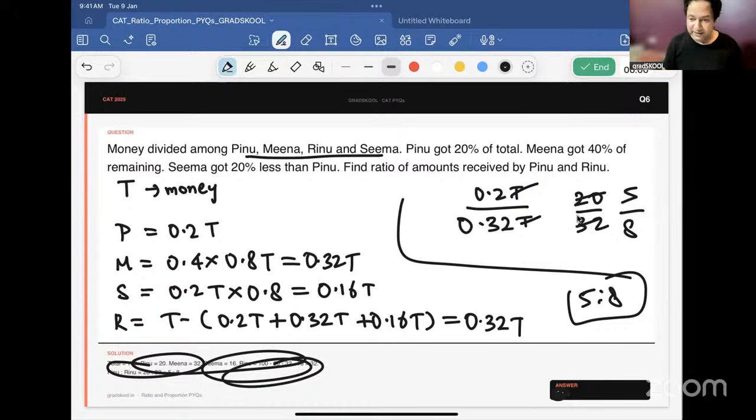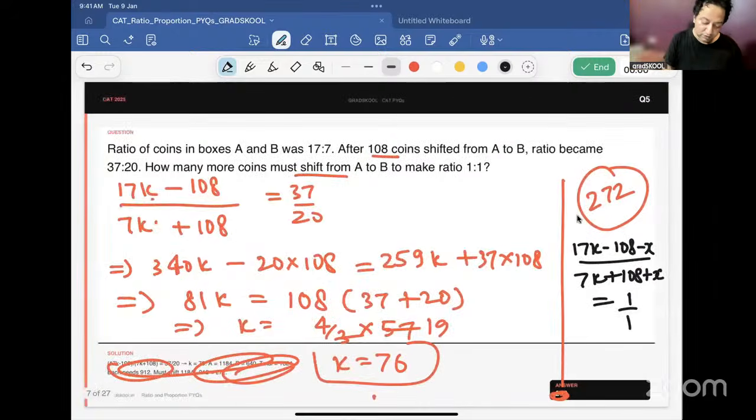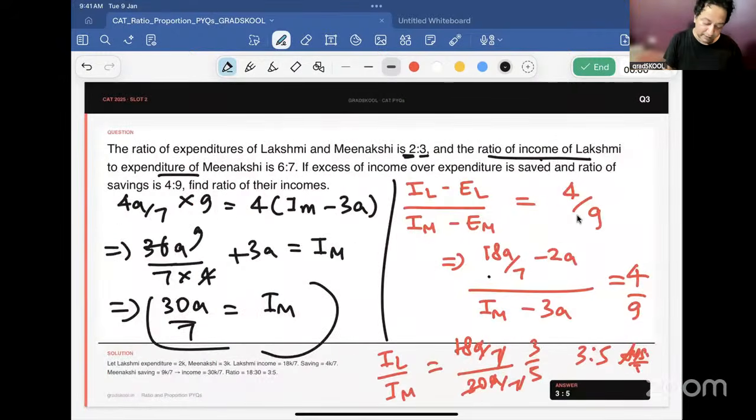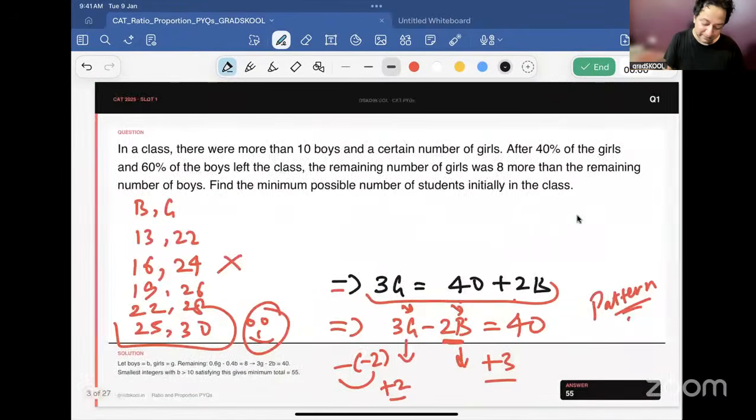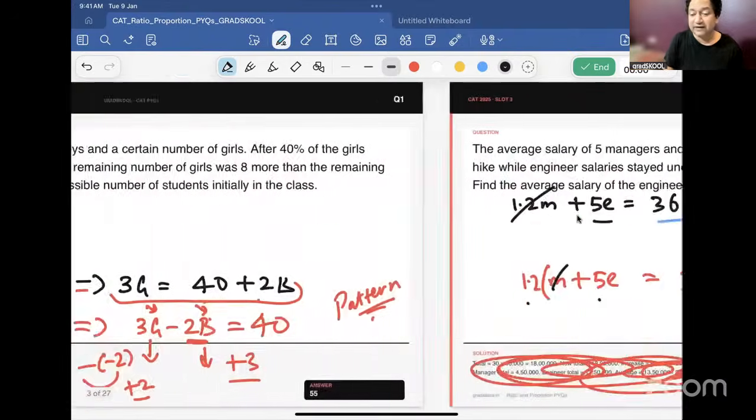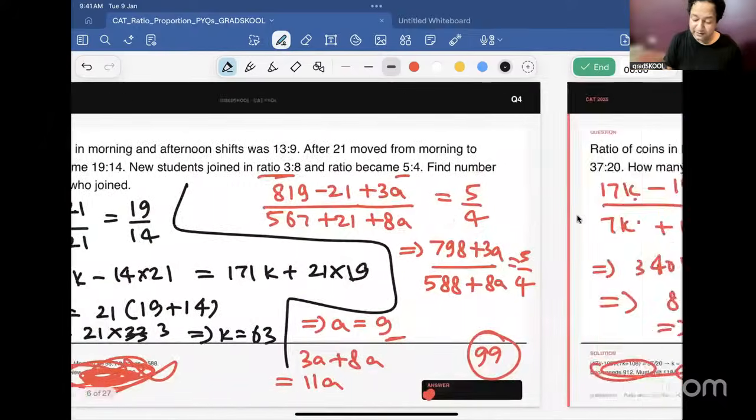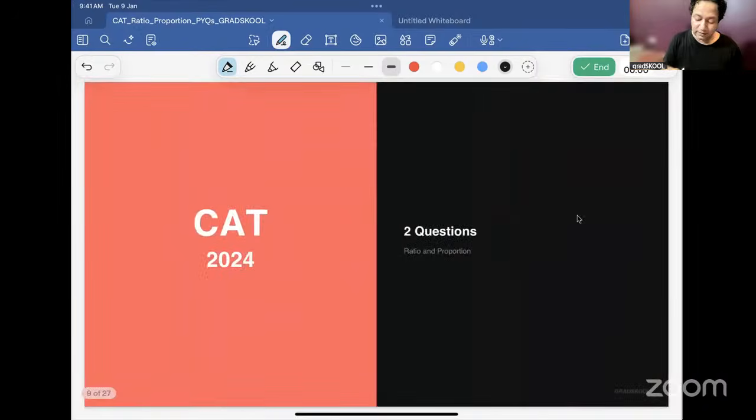Okay, CAT 25 is over, by the way. Did you realize how many questions there were in CAT 25 from ratios only? 1, 2, 3, 4, 5, 6. 6 questions in CAT 25 out of ratios only. Wow. So you understand how important this is. In 24, we had 22 questions from ratios.